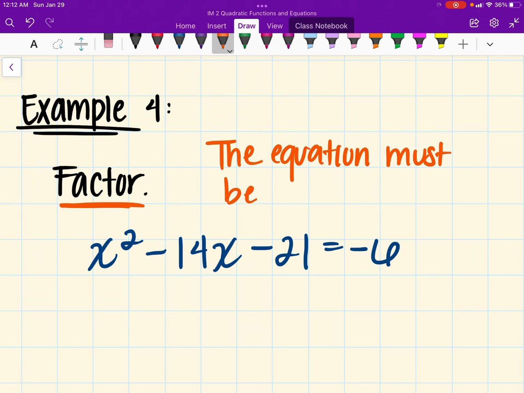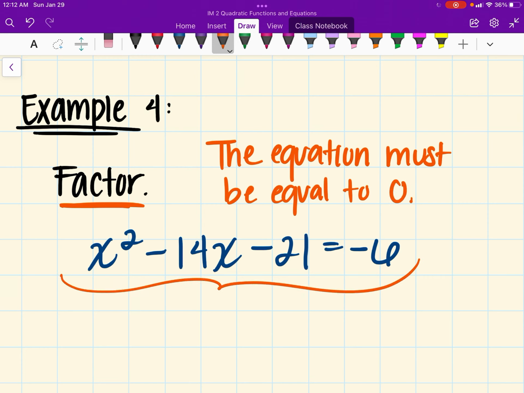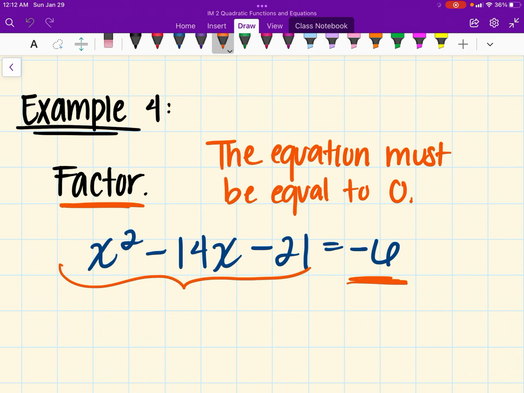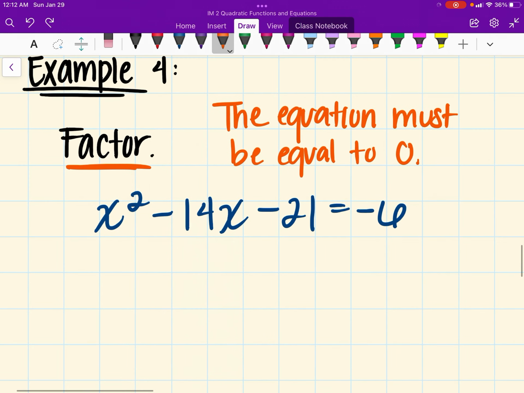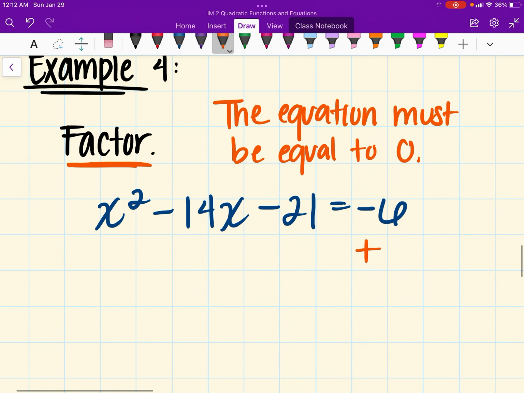All right, our equation must be equal to 0. Now, if we ask ourselves, is this equation here equal to 0? It's not. We actually have a negative 6 on one side, and then we have this entire expression on the other. So before I actually start factoring, I need to make it equal to 0. So I'm actually going to go ahead and add 6 to both sides.